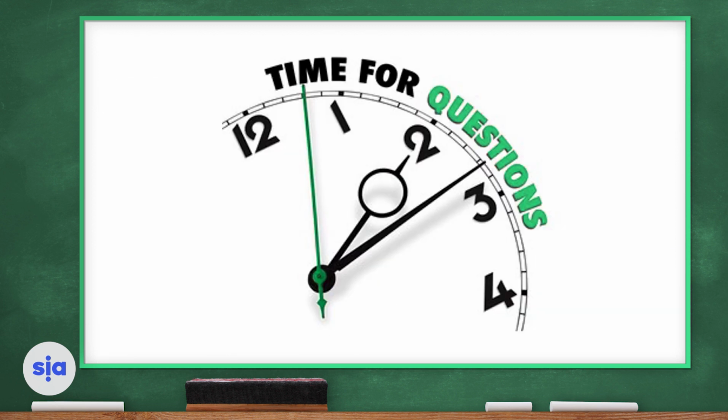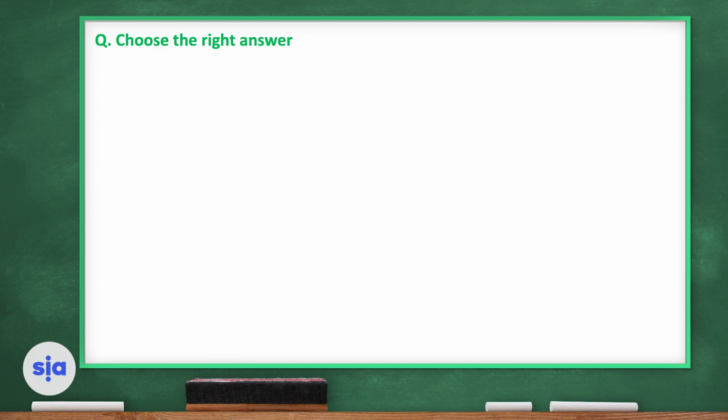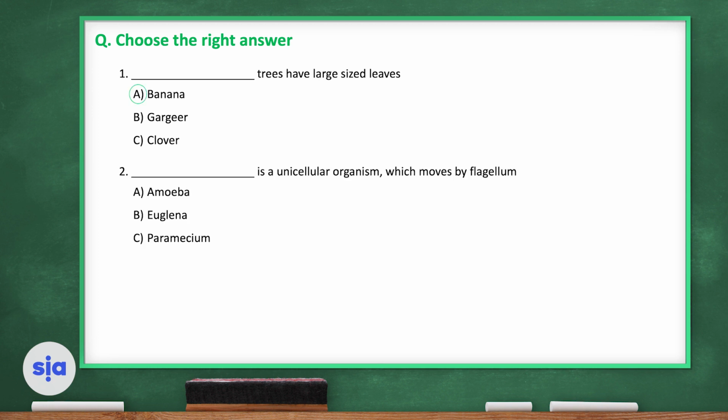Now time for questions. Choose the right answer. What trees have large-sized leaves? Banana, gargir, clover. It's banana. Is a unicellular organism which moves by flagellum. It's euglena.